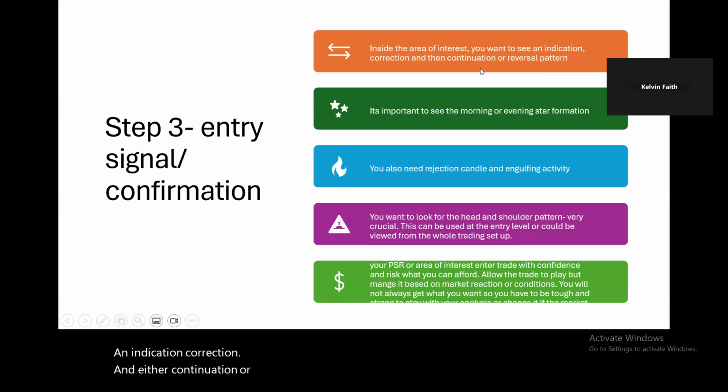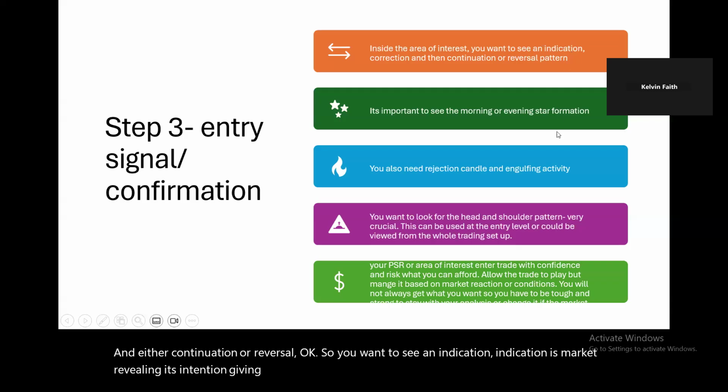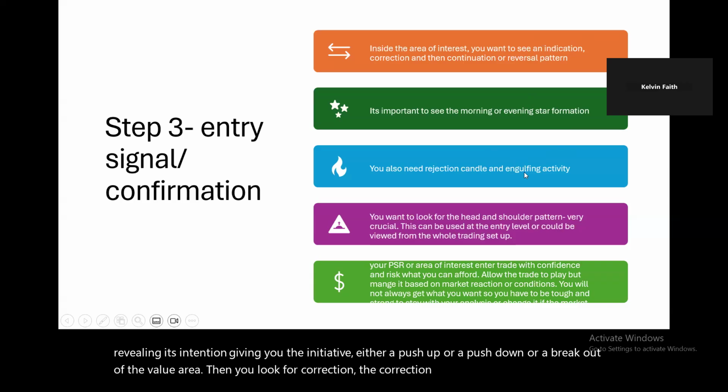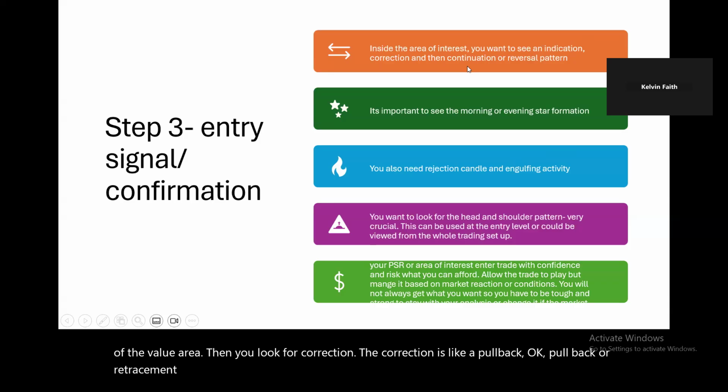Okay, so you want to see an indication. Indication is the market revealing its intention, giving you the initiative, either a push up or a push down or a breakout of the value area. Then you look for correction. The correction is like a pullback or retracement, and then either price will go for the continuation or price will give you the reversal.